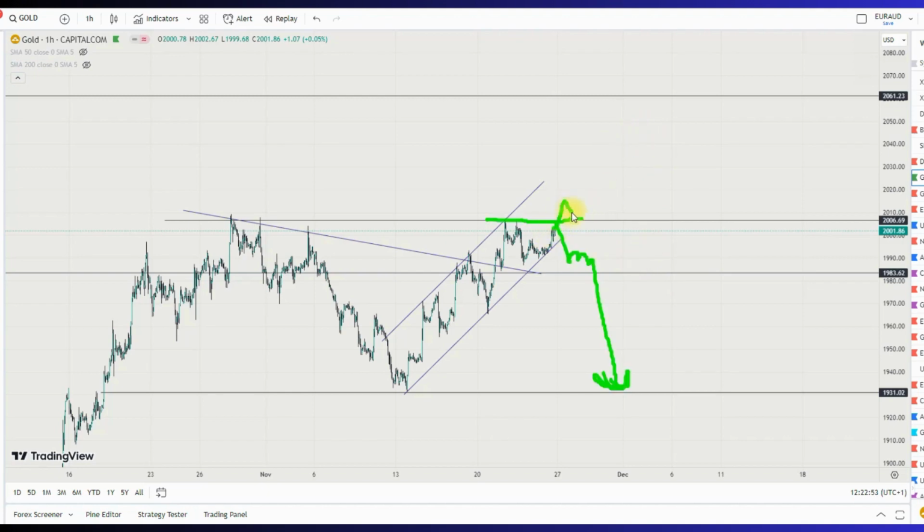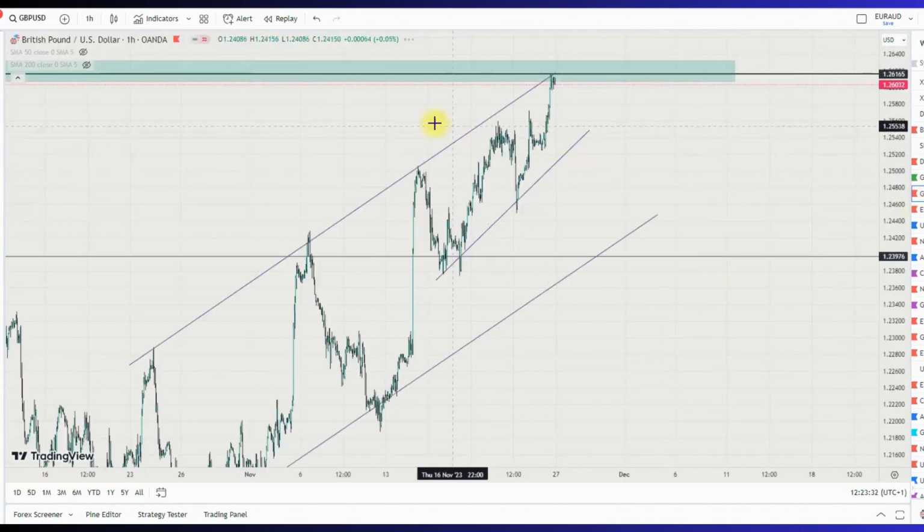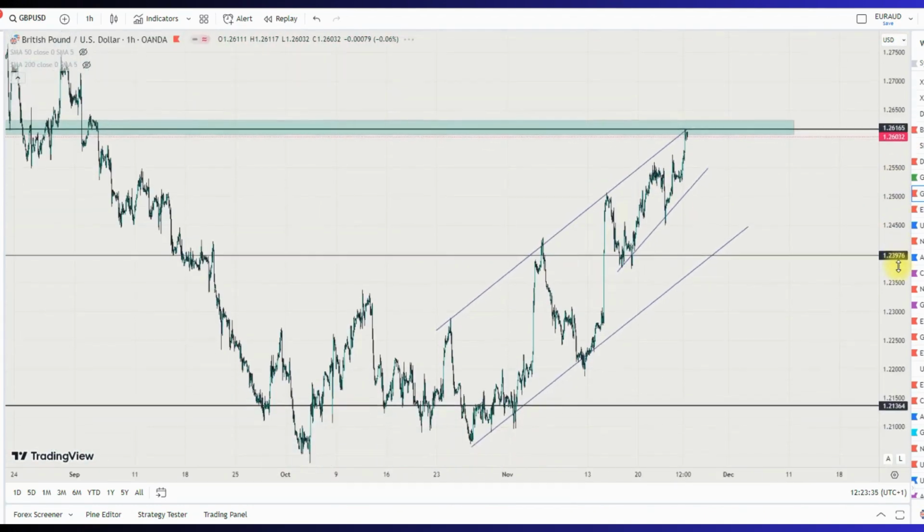And if price breaks above this trend line, I'll be looking for a move to 2061. So watch this level very, very well. It's a very important level you have to watch. If price closes above this on the 4-hour time frame, then I'll be going for a long position to 2061. But if price rejects here on the 4-hour time frame, then I'll be looking to short, take my profit here, and then if it breaks out, I'll be going for 1931.